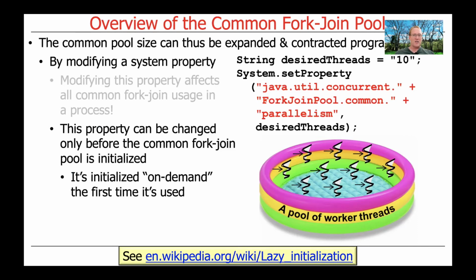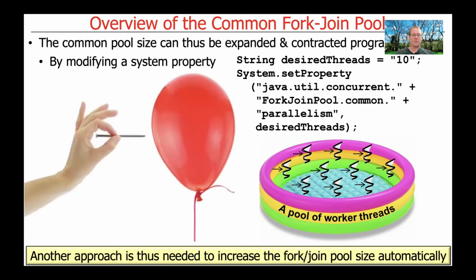The reason why this is the case is that it has to be done before the fork join pool is initialized. After the fork join pool is initialized the first time, using a lazy initialization style approach, a first-time-in approach, it can never be changed. So we need some other mechanism, some more dynamic way of changing the number of threads allocated to the common fork join pool. And we want to do this automatically rather than in a one-shot, one-size-fits-all model like the system property approach we just looked at.